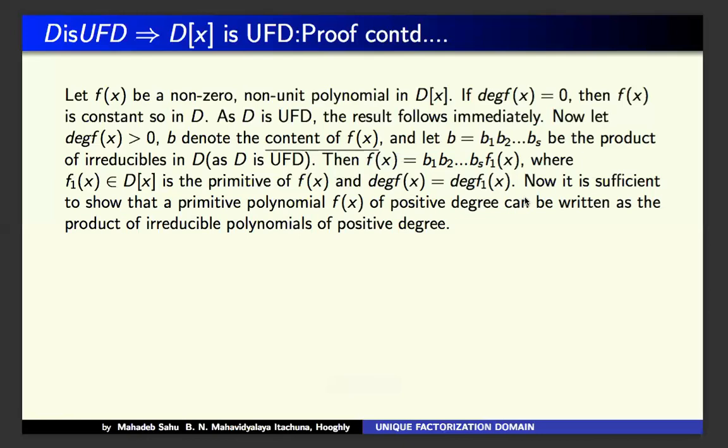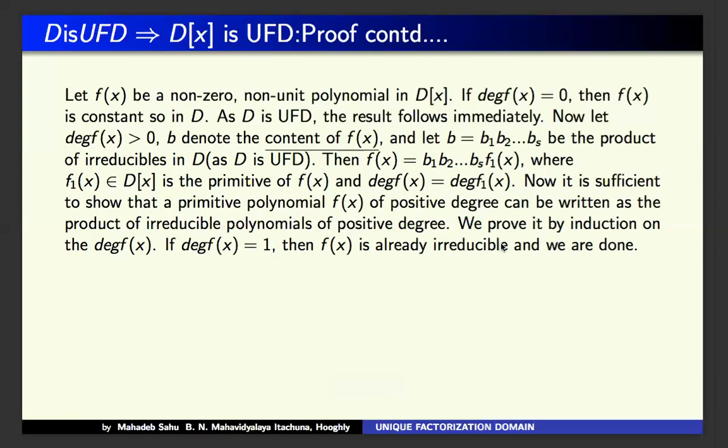Now it is sufficient to show that a primitive polynomial f(x) of positive degree can be written as a product of irreducible polynomials of positive degree. We just have to factorize f1(x) into some polynomials, and as we isolated the GCD of the coefficients, all the factors must be primitive polynomials. We prove it by induction on the degree of f(x).